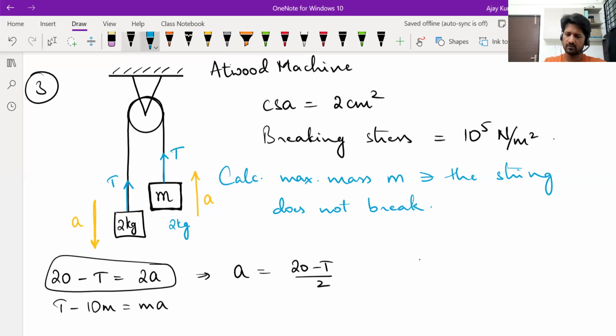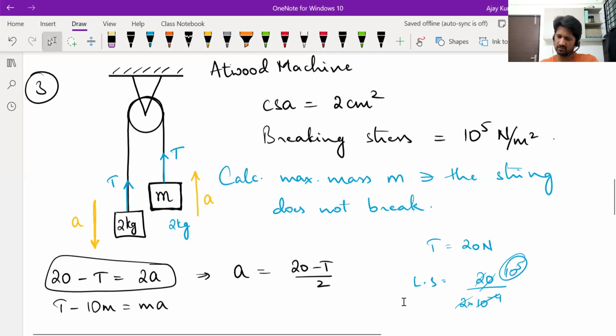Tension 20 Newton. Tension 20 Newton generates a stress of how much? 20 divided by area of cross section, 2 into 10 power minus 4. So that becomes 10 power 5. If m is exactly 2 kg, the longitudinal stress is becoming 10 power 5. Okay, what if m is more than 2 kg? Or why did we not get that answer of 2 kg?